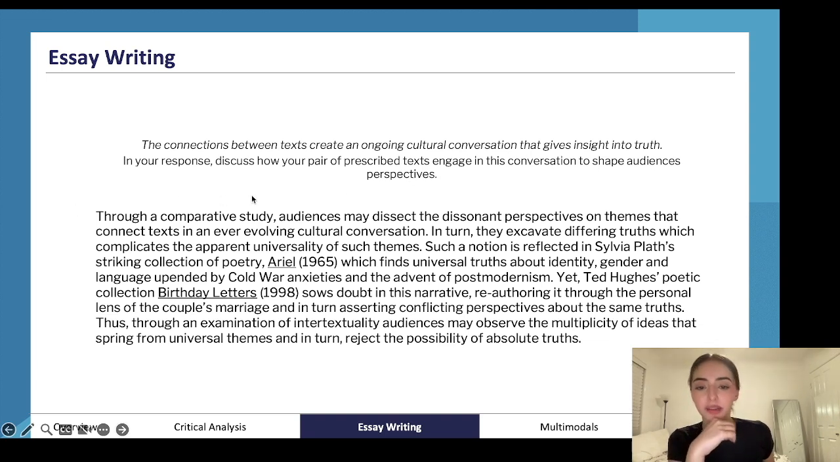So we have the thesis, okay? Then we have the elaboration of the thesis. Then we're introducing the text and the context of the text. More context of, as I said, Sylvia Plath, and then the other text that you'll look at if you do Sylvia Plath is Ted Hughes, and more context. And then audience effect, okay? You can see audiences may observe the multiplicity. There we see audience effect, okay?